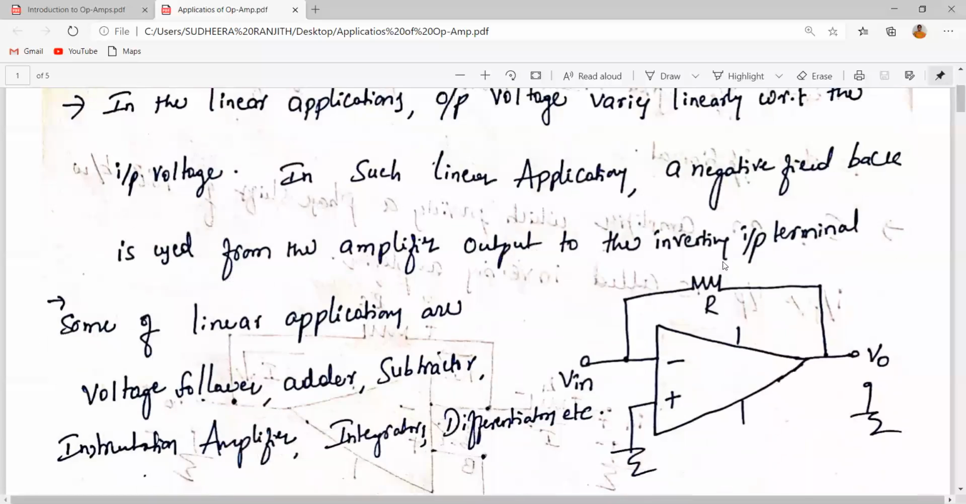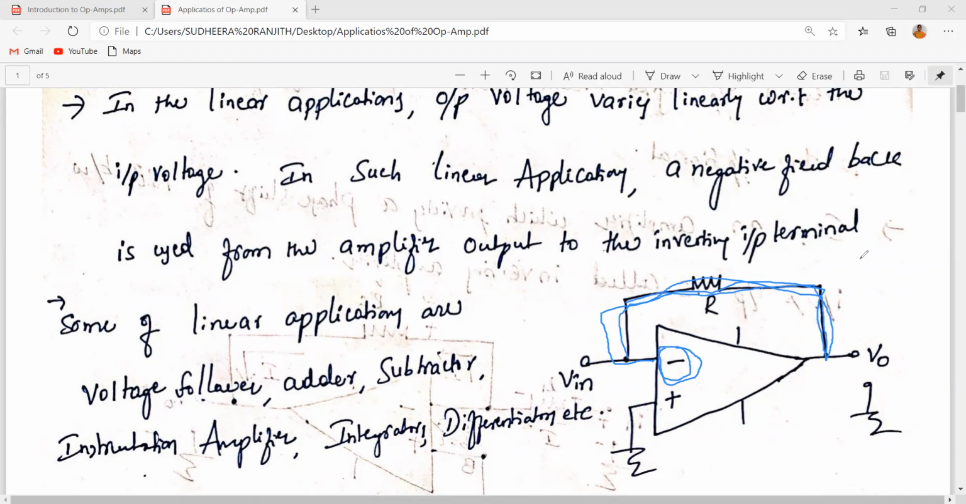In such linear applications, generally we employ negative feedback. Negative feedback means we are connecting the output through a resistive element to the inverting input of the op amp. The inverting input is nothing but the negative input. That's why this feedback path is called negative feedback.